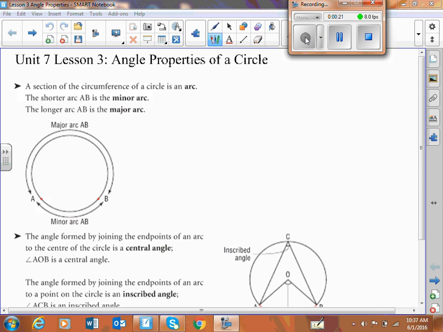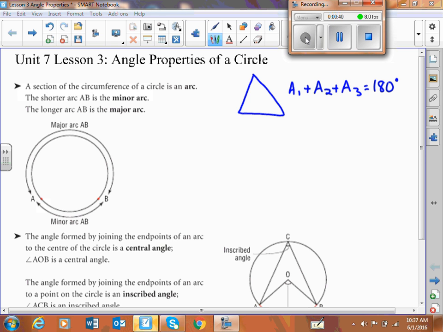Okay, so again, I'm just going to remind you that in a triangle, we know that angle 1 plus angle 2 plus angle 3 equals 180 degrees. Okay, so just a reminder of that. All right, let's start talking about circles.